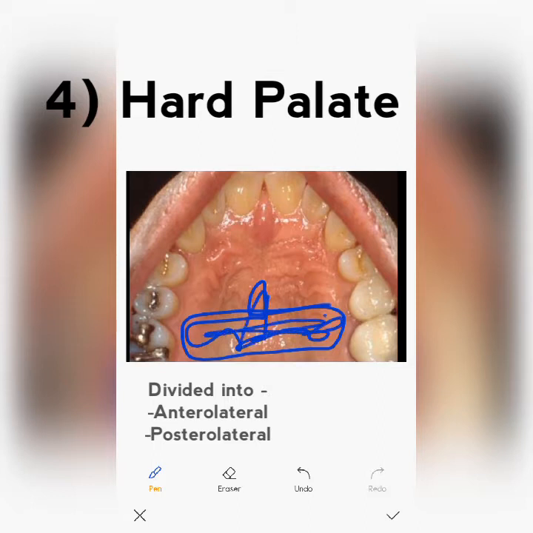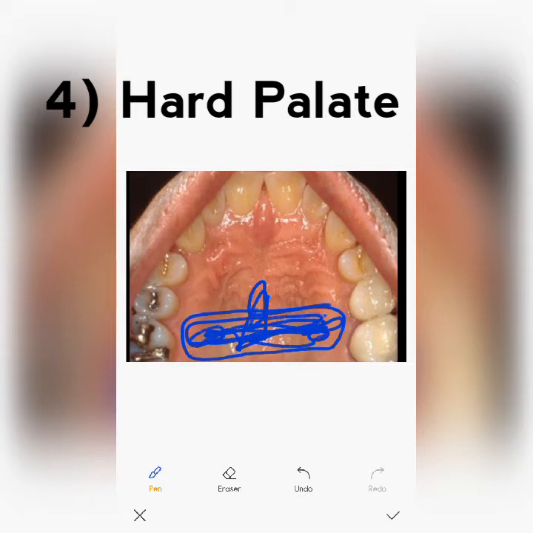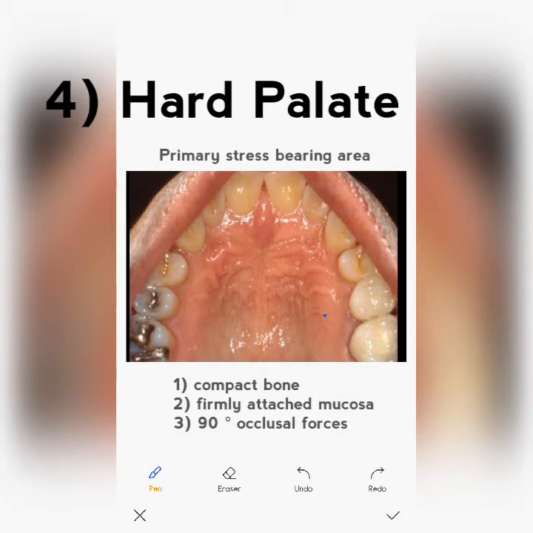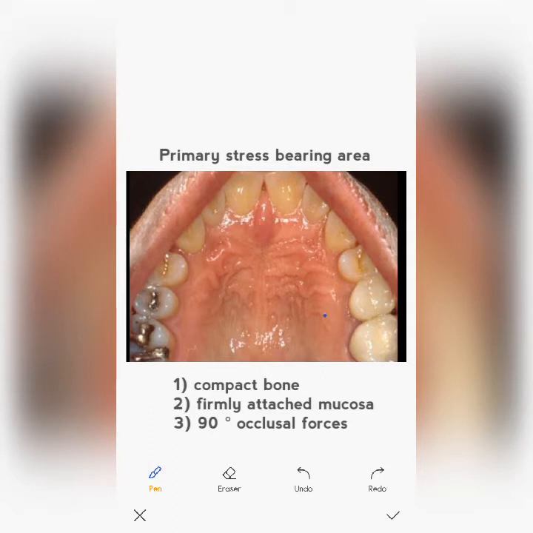Now the posterolateral hard palate, this area is a primary stress-bearing area. Why? Again, because of those three factors. What are those three factors? The mucosa, which is firmly attached, and the bone, which is compact bone, as well as the third factor, which are the forces. Here we get 90-degree occlusal forces load, and that's why it has all three factors, and so it is a primary stress-bearing area for us.